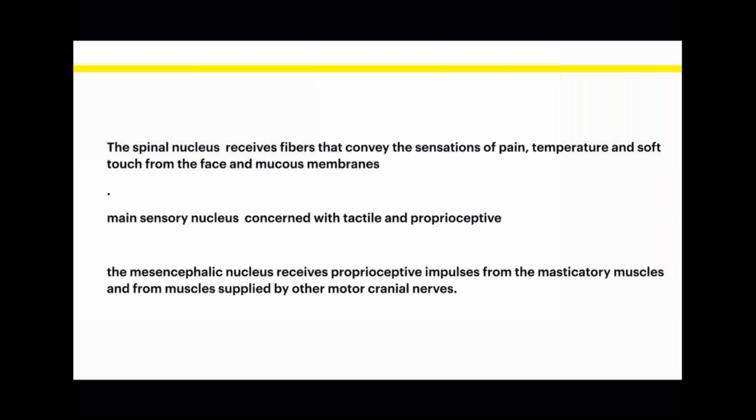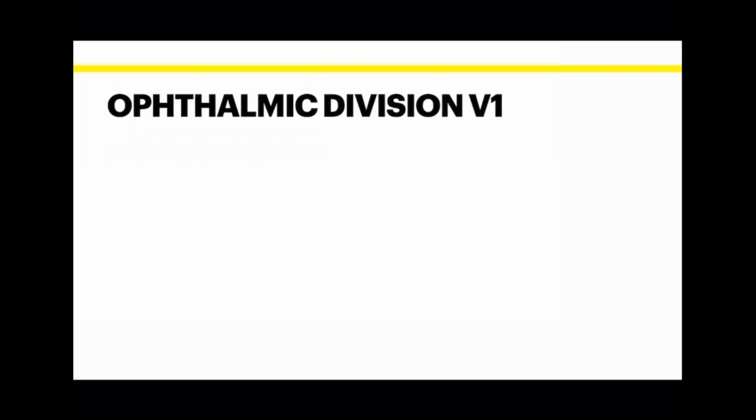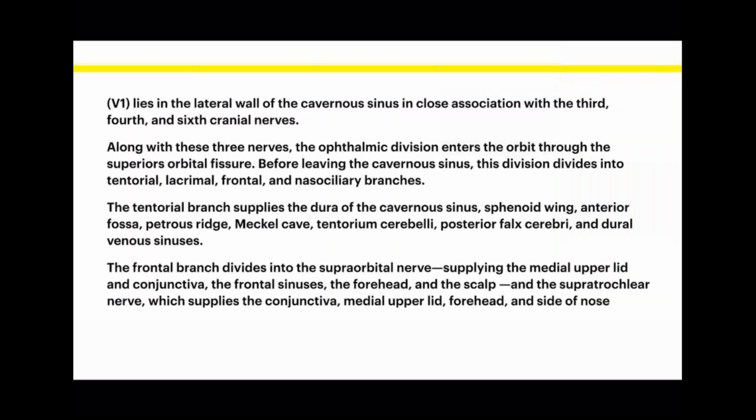Moving forward to the divisions, we know that there are 3 divisions: ophthalmic, maxillary, and mandibular. Just remember that V1 and V2, the ophthalmic and maxillary, are purely sensory divisions. And the third one, the mandibular, is the one which gives mixed motor and sensory together. So each division supplies a big portion of the face. Starting with the ophthalmic division, we can better move to the picture.